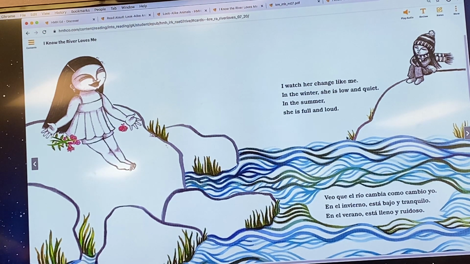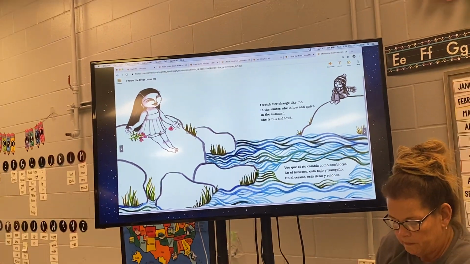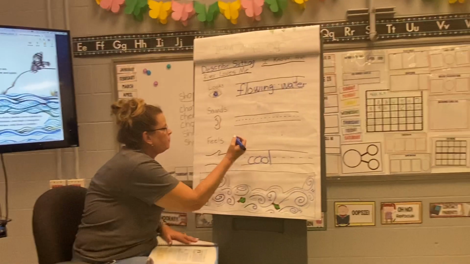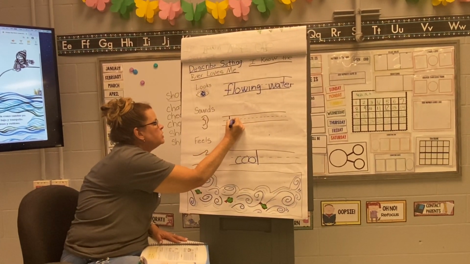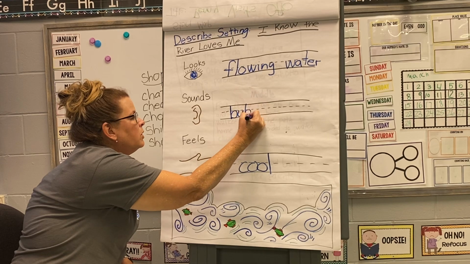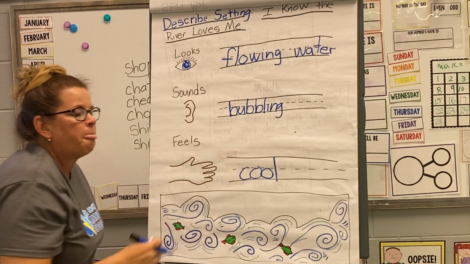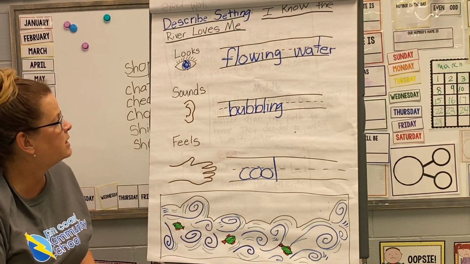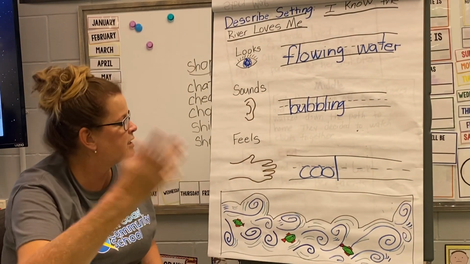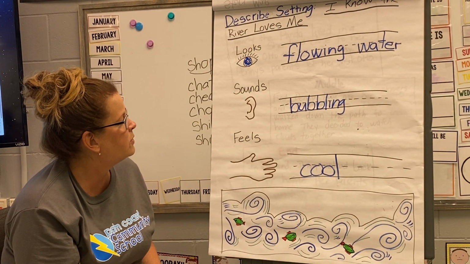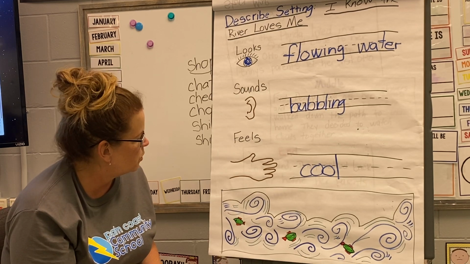So what does it sound like in the summertime? It's full and loud, right? So how would we describe a river like that? We're going to just use our own words, and we're going to write this word, bubbling. Because we learned from looking at some of those text clues that the water's bubbling over and it's splashing and it's loud during the summertime. So you can fill all of those things in or use your own words as you read the setting.